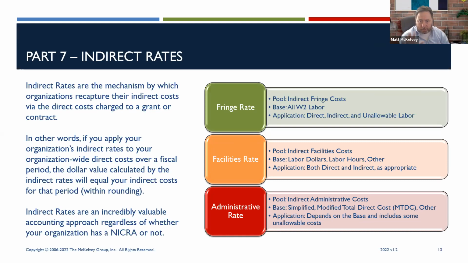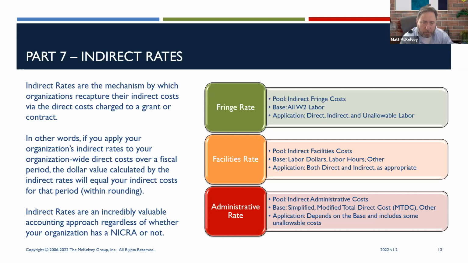Indirect costs don't include unallowable costs. It's your indirect costs. And this is a strong opinion of mine, but I fundamentally believe that indirect rates are an incredibly valuable accounting approach, regardless of whether or not your organization has a NICRA. I actually started out my career as a pricing analyst out of college. I didn't know what it was. I answered the paper, and I didn't even know what a government contractor was, even though I grew up in Maryland. But I took the job and I learned a lot about it.